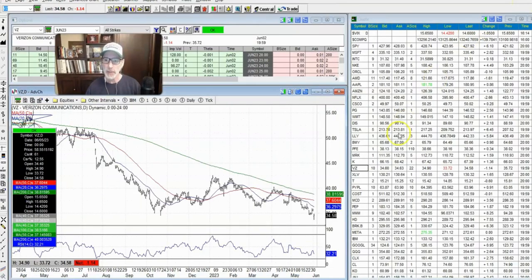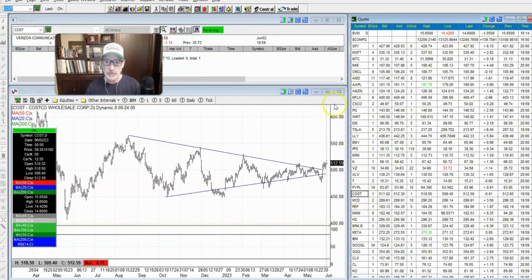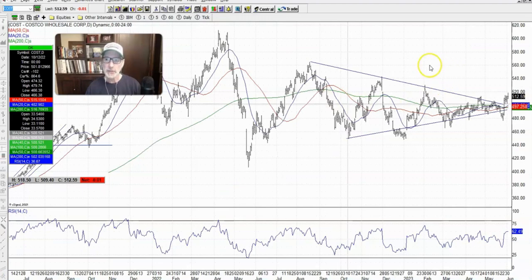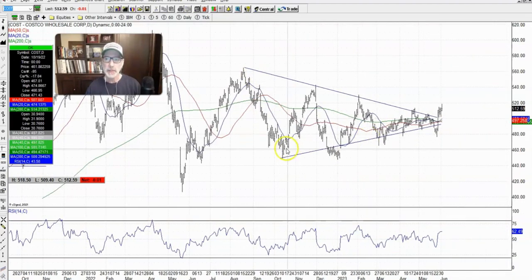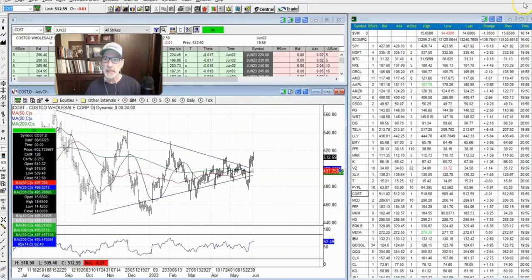What else we got going on here? Costco. We had this congestion triangle here. As I said, the ranges get tighter and tighter and tighter until it blows in one direction or another. It looked like it was going to fall to the downside, but got the fake out, and now it's starting to move higher. So keep an eye on Costco. It may continue to move higher from there, getting out of the congestion pattern.